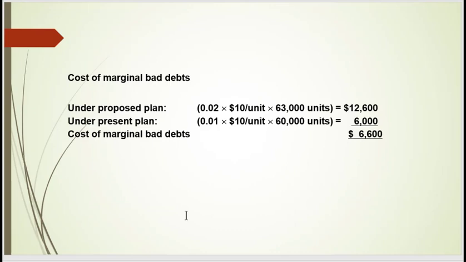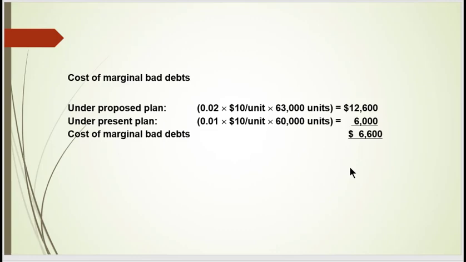What about bad debts? Under the proposed plan, it's 2% times the $10 per unit times the units, which will be $12,600. Under the present plan, it's $6,000. So the cost of the marginal bad debt, the increase, should be $6,600.